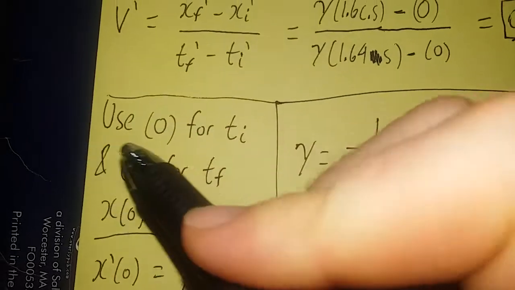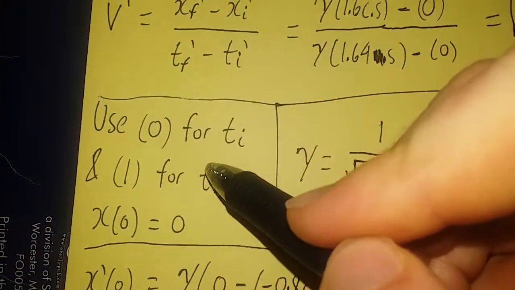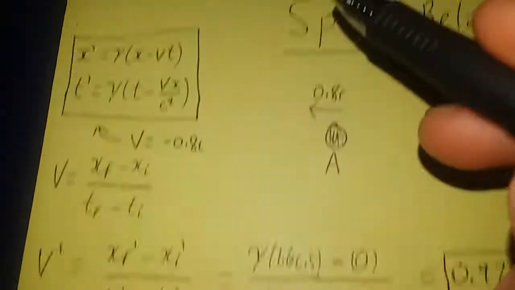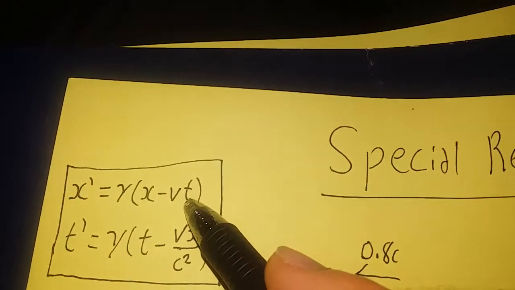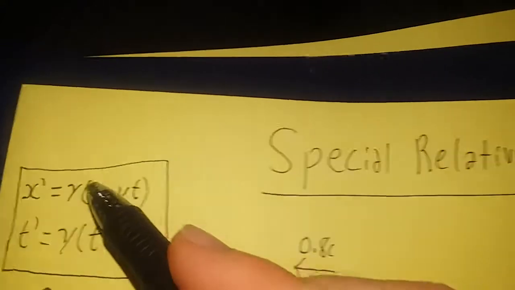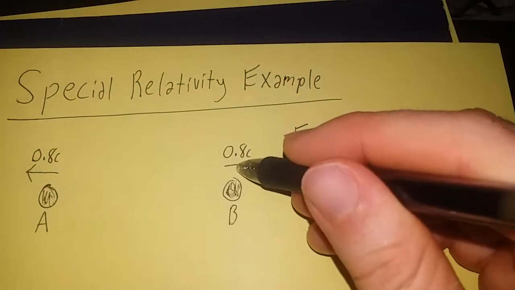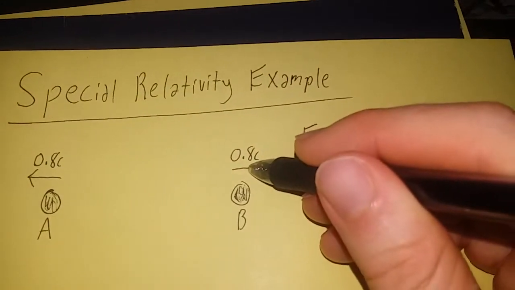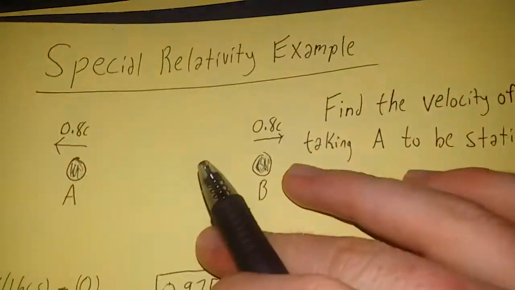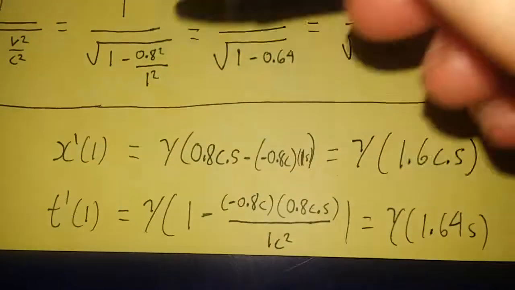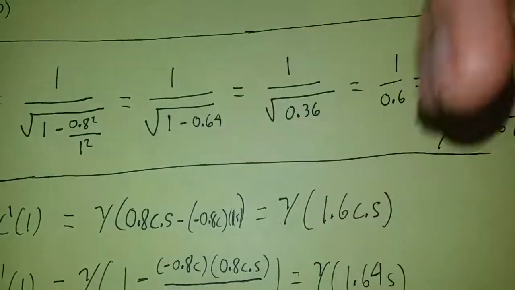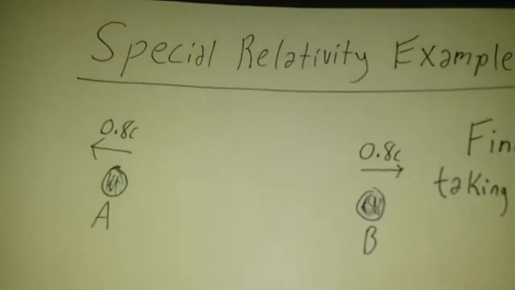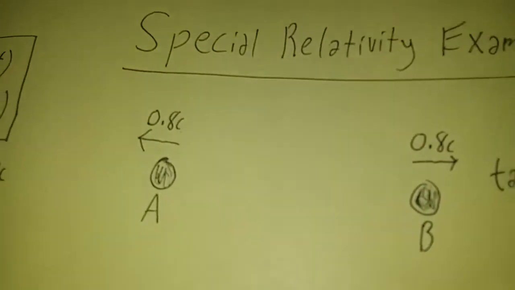Again, I said like using 0 for the initial time and 1 for tf. So we're plugging 1 into this equation here. But then we have to find x for b. And since b is moving at 0.8 c, it's just 0.8 c times 1. So 0.8 light seconds, 0.8 cs, minus vt. And v, again, is the velocity of our new stationary reference point A, which is negative 0.8 c.